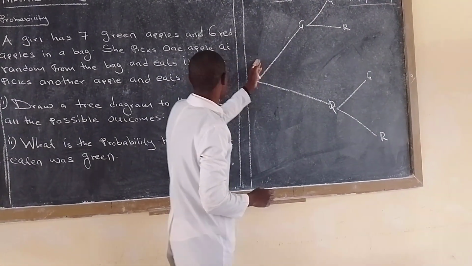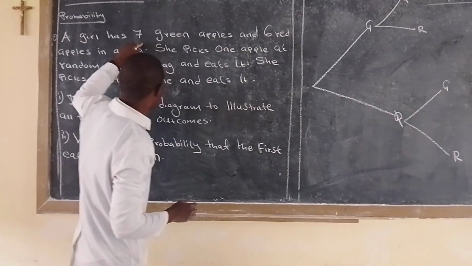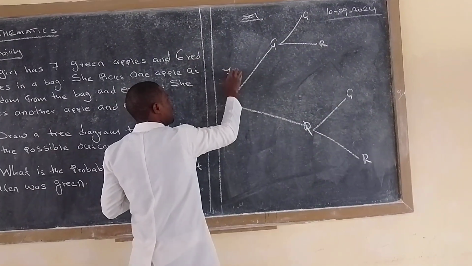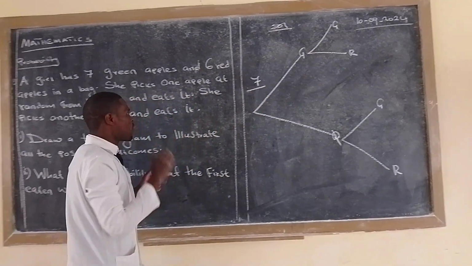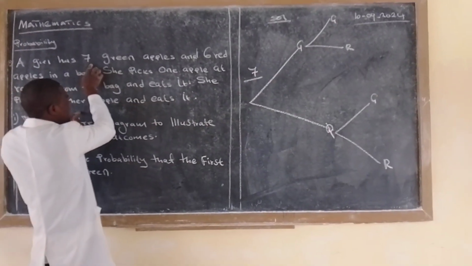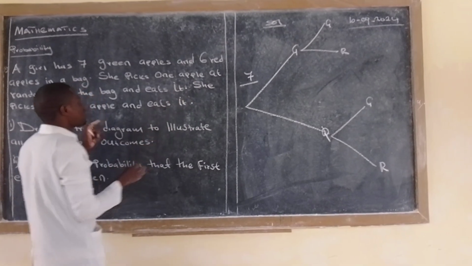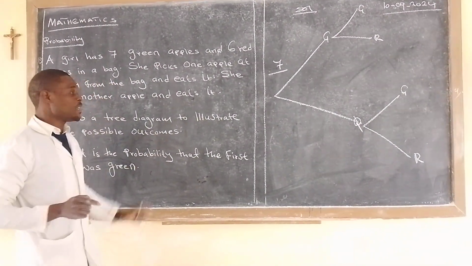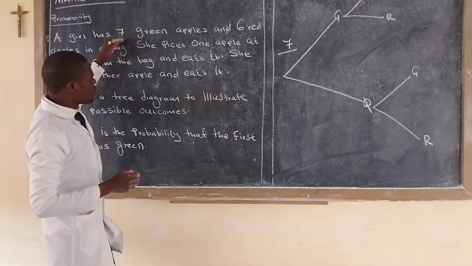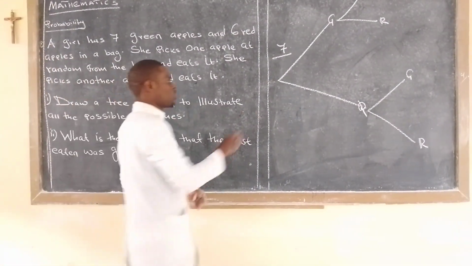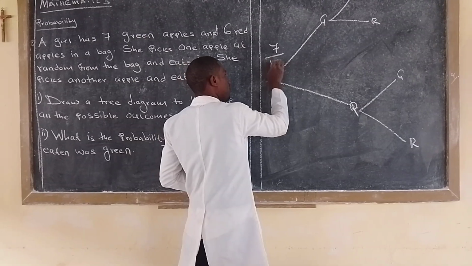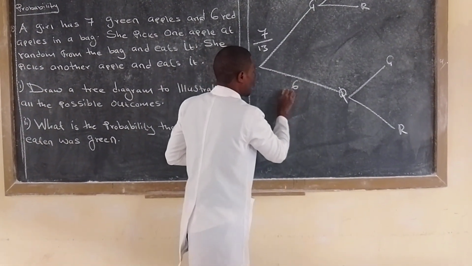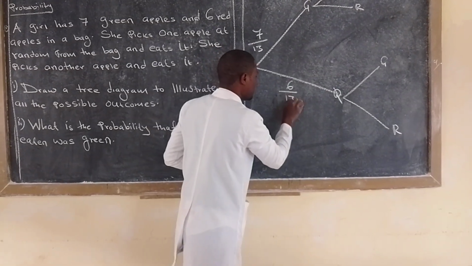Now the first one, the favorable outcomes for the green apples, we are saying that it is 7 over the total number of outcomes. So you add 7 green apples plus 6 red apples, which will give us 13 apples as the total number of apples in the bag. So the favorable outcome for the green color is 7 over 13. Then for the red apples, it will be 6 out of the total number of apples, which is 13.